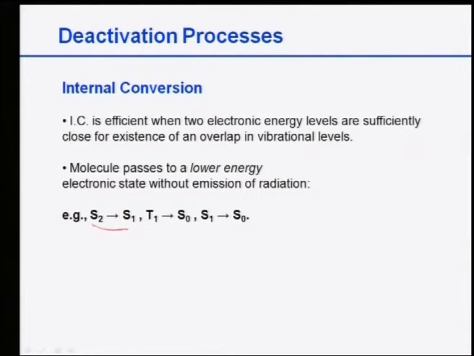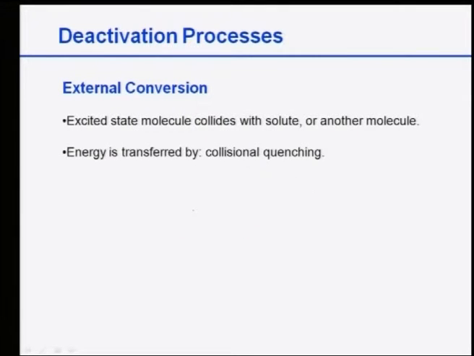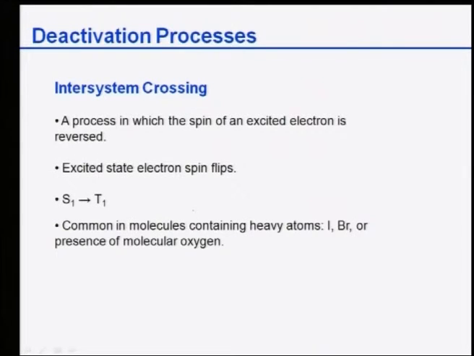Okay, then you have internal conversion. In internal conversion, two molecular energy levels are sufficiently close. So you can have S2 to S1, T2 to T1, S1 to S0 conversion, which is called internal conversion. External conversion is when the energy is transferred to another molecule, and that is called quenching. Intersystem crossing is like S1 to T1, where the excited states flip.